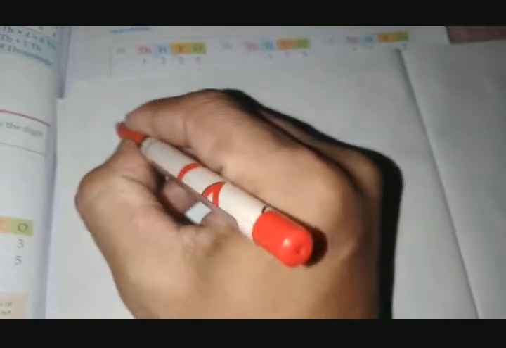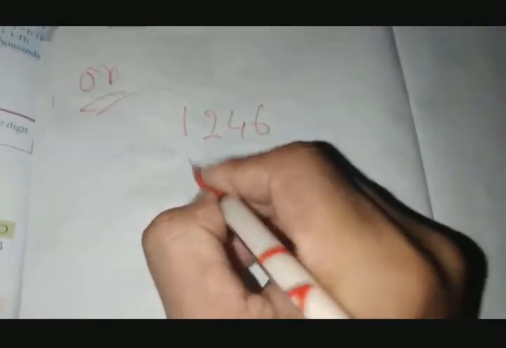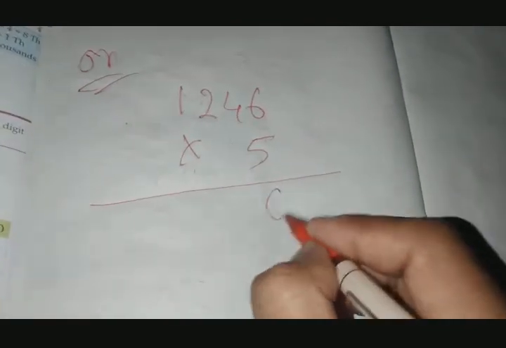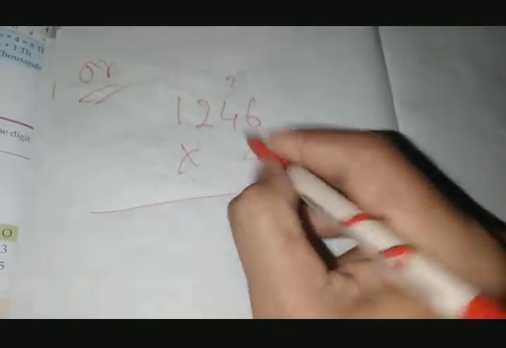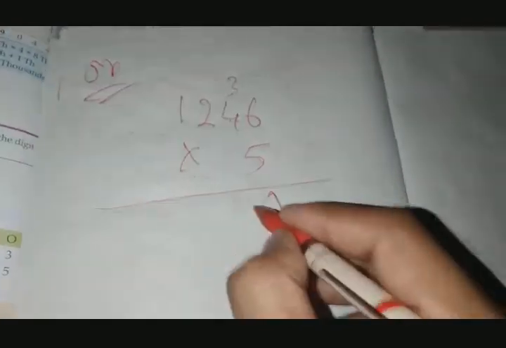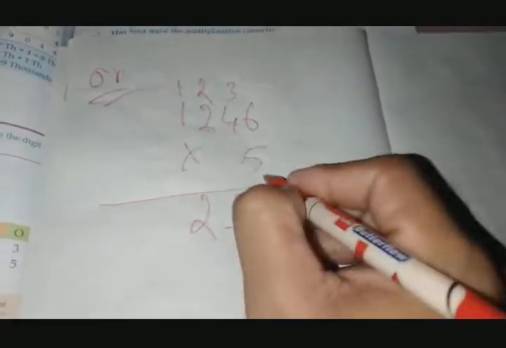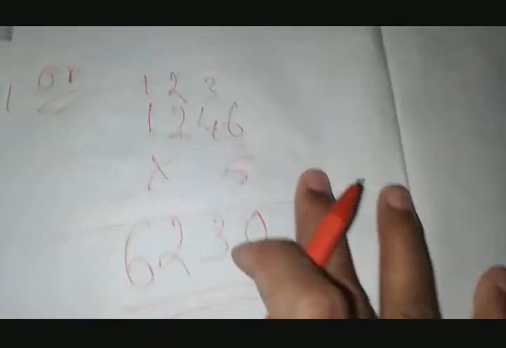We can check also by the direct method. See here, 1246 into 5. See, 5 sixes are 30, write 0 carry 3. 5 fours are 20 plus 3 is 23, write 3 carry 2. 5 twos are 10 plus 2 is 12, write 2 carry 1. 5 ones is 5 plus 1 is 6. So see, 6230, and we got 6230. So in this way you have to do this at your home. Thank you.